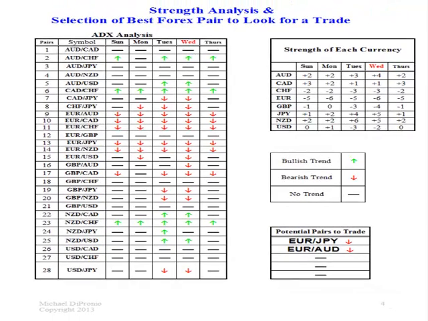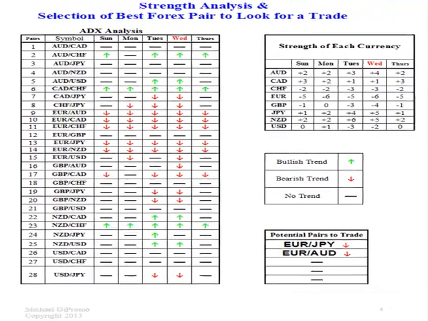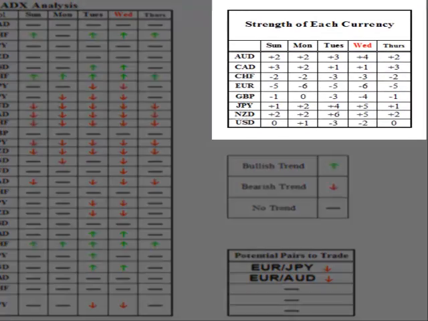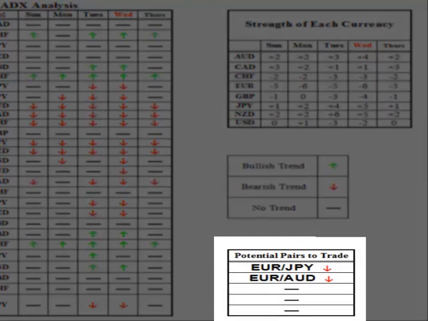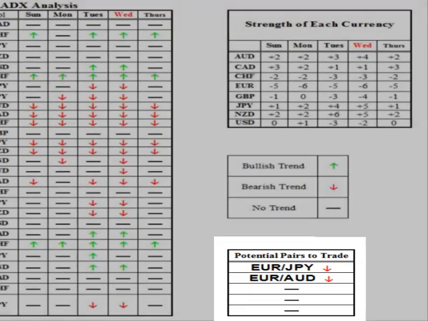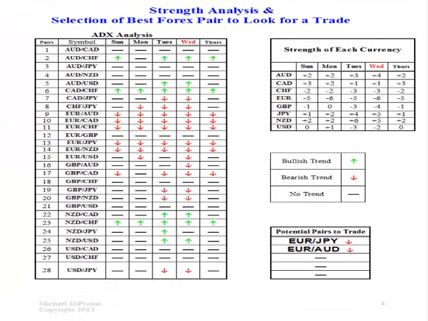We will then consolidate the information from the ADX table, and we'll note the strength of each currency in the table in the upper right. The strength can range from 0 to +7 for bullish, or from 0 to -7 for bearish. And in the lower right-hand corner, we'll list the Forex pairs that may be setting up for a trade. The whole purpose of this analysis is to choose the Forex pairs that have the highest probability of making a successful trade. So we'll match the strongest currencies with the weakest currencies to make the best pairs to trade.